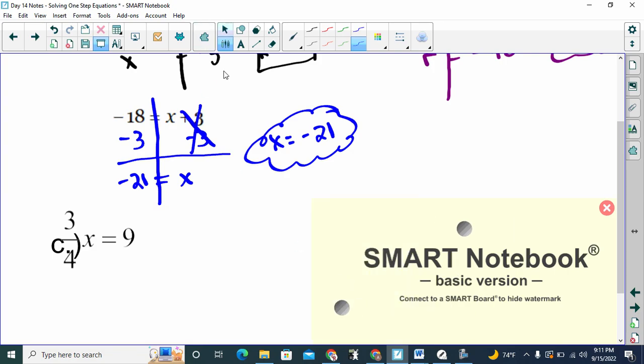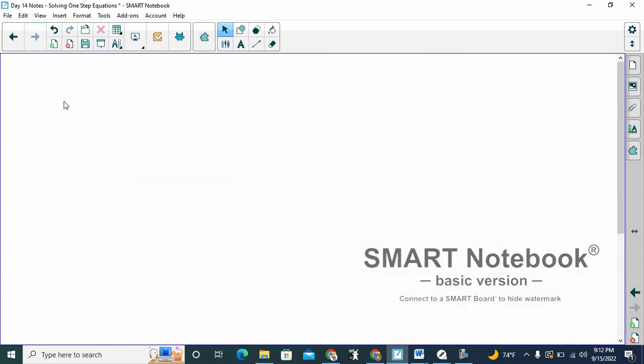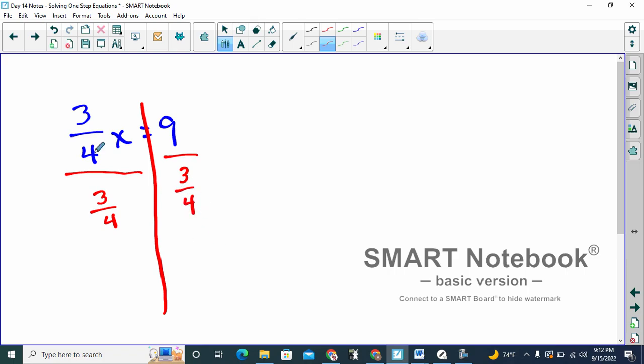Sorry, one more. Promise, last one here. 3/4 x equals 9. I'm going to put this one on the new slide. We talked about before a number and a variable next to each other. That's multiplication. I cancel multiplication with division, so I need to divide by 3/4. If I divide this side by 3/4, I have to divide this side by 3/4 as well. So these cancel, and I get x equals 9 divided by 3/4.